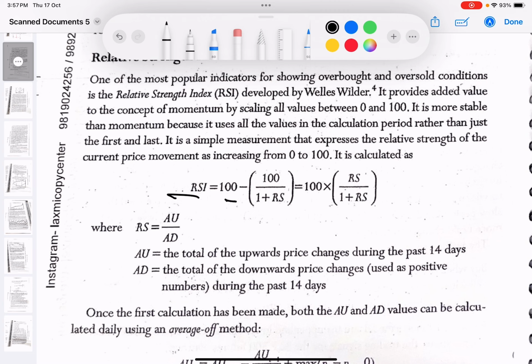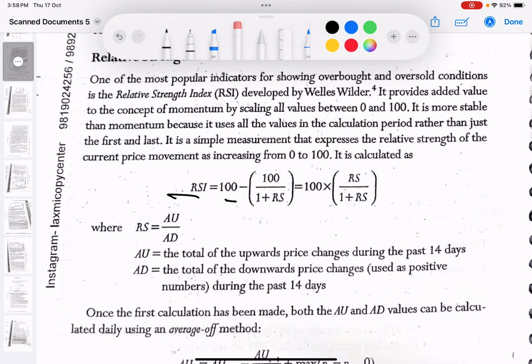RS is relative strength, which is AU divided by AD, where AU is the total of upward price changes during the past 14 days. AD is the total of downward price changes during the past 14 days. Even if you might have used RSI in your trading, you might have noticed that a 14 period RSI is the most common period which is used.